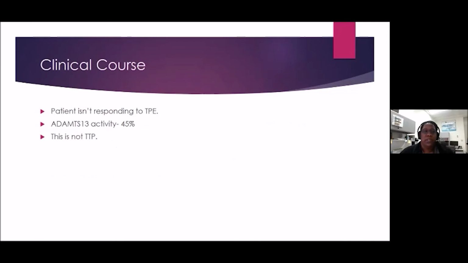So you're doing TPE and the patient is not really responding. Her platelet count is going lower, and then you get her ADAMTS activity back and it's 45%. It's not decreased. So I'm pretty sure that this is not TTP. She had intermediate risk. Her creatinine was above 2. Her platelets were not absolutely horrible. So not TTP. But you suspect atypical hemolytic uremic syndrome.